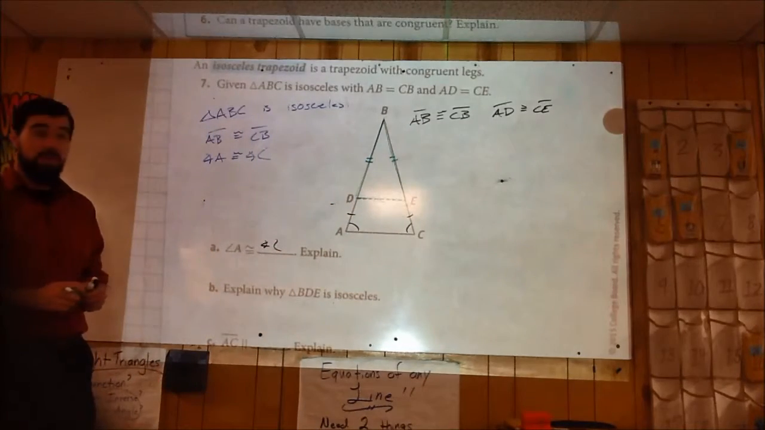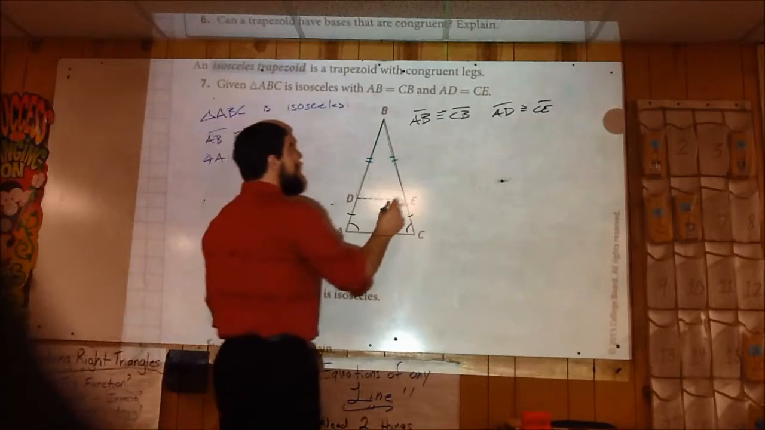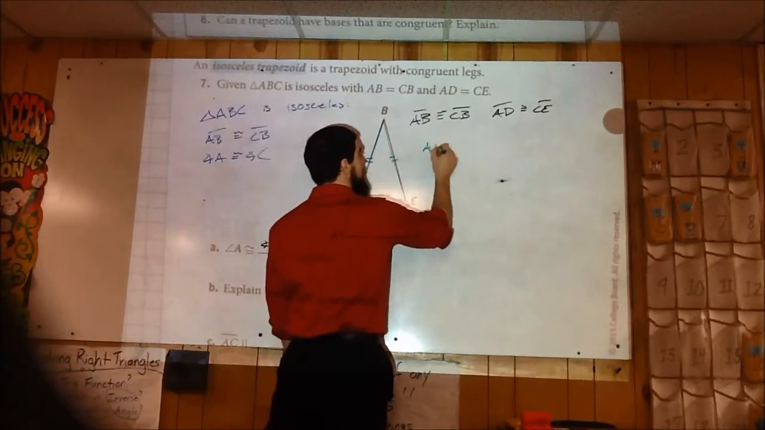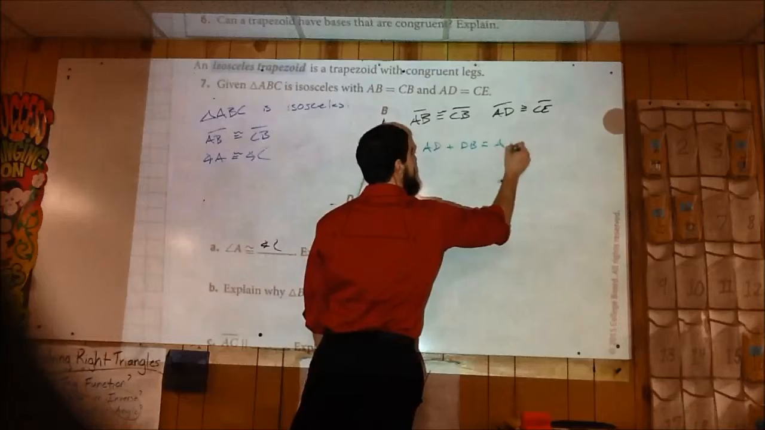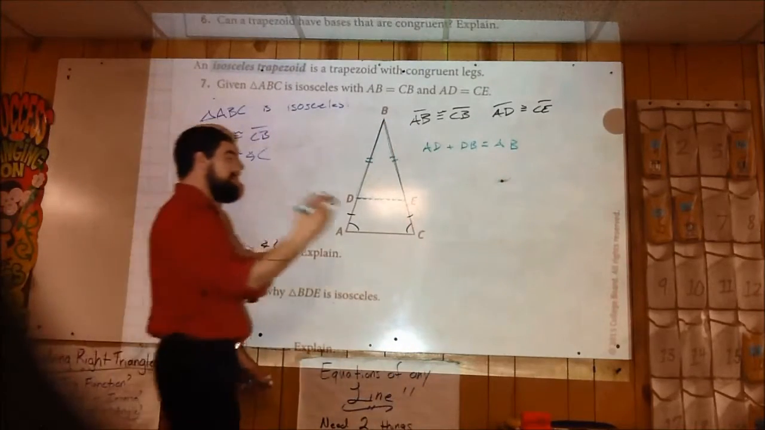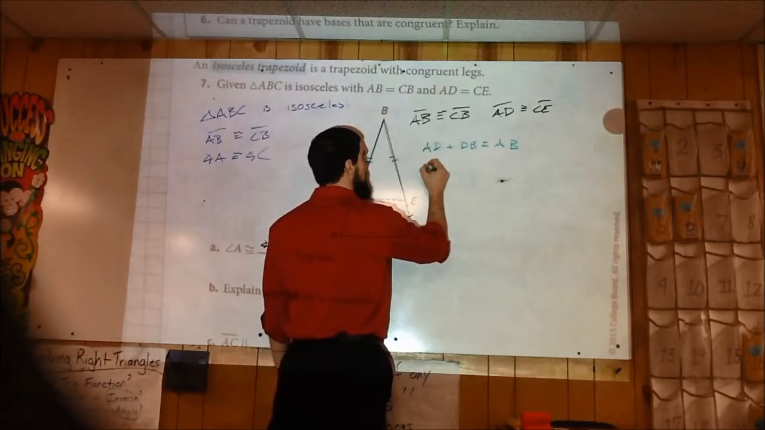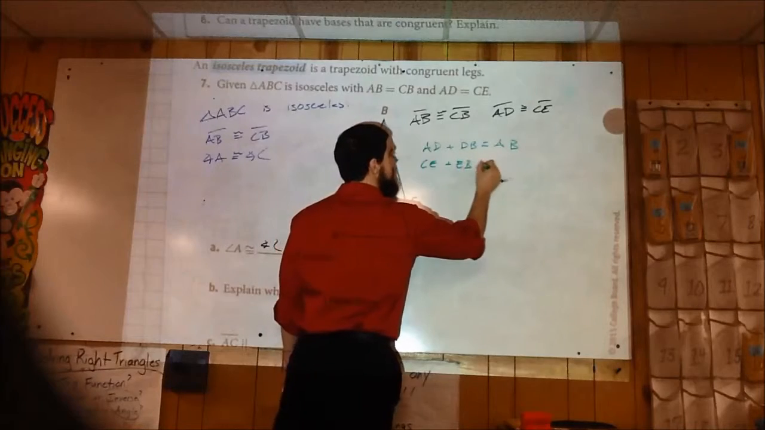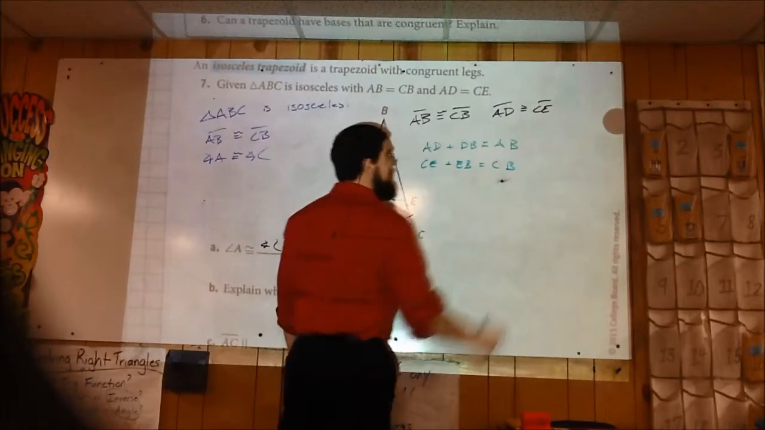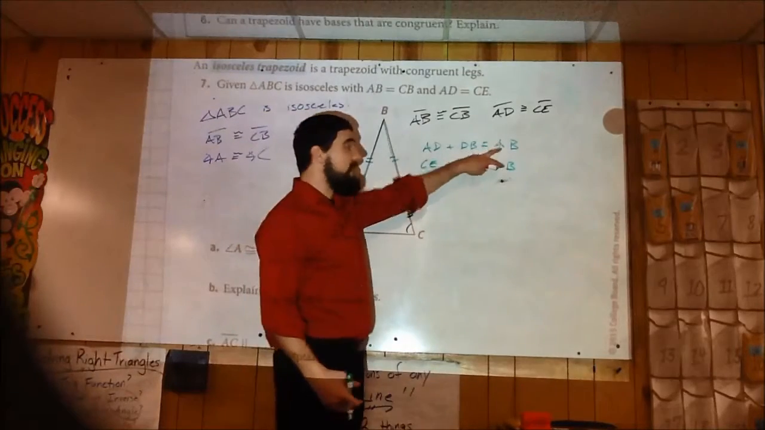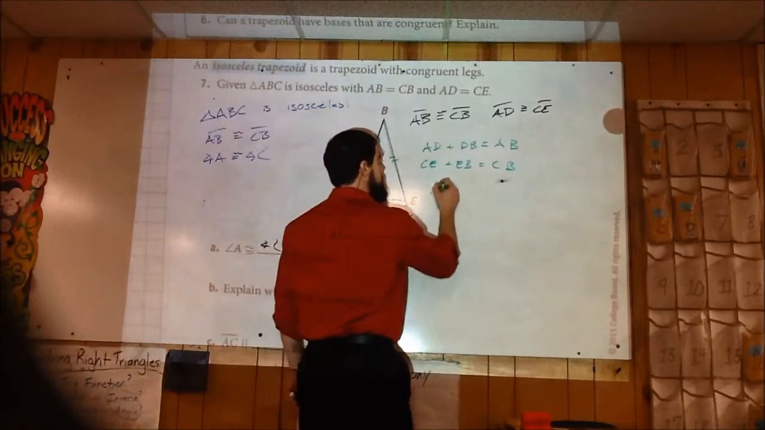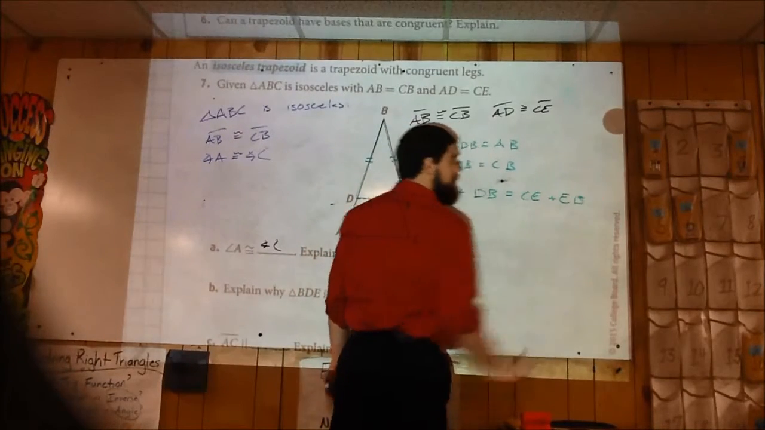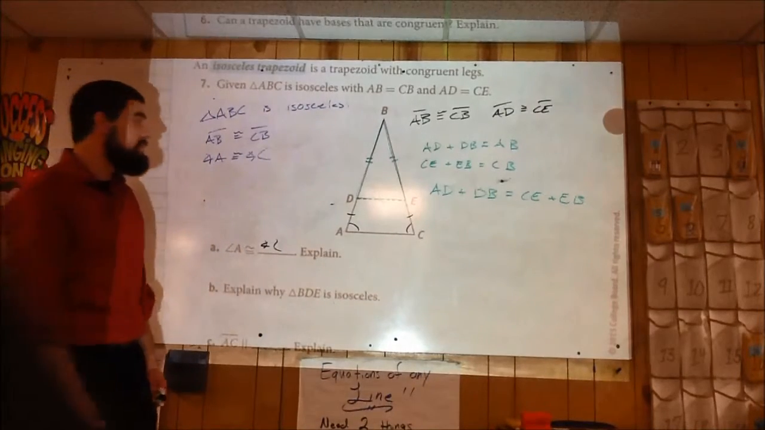However, if this was a proof, you would have to use segment addition and say that part plus part equals whole. So you'd have to say that the length of AD plus the length of DB is equal to the length of AB. That's just segment addition. Then you have to state the same thing for the other side and say that the length of CE plus the length of EB is equal to the whole thing, CB. And then because we know that these two lengths are equal, we would set them equal to each other. That's just substitution.